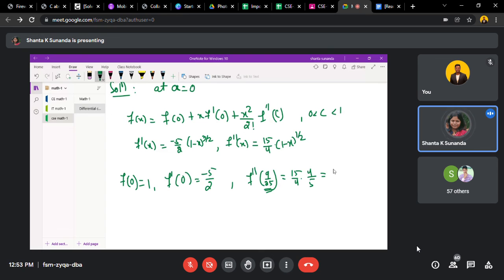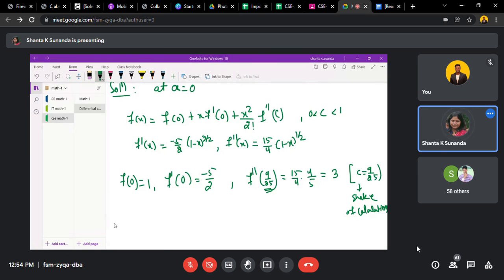So c we are choosing as 9 by 25 just for the sake of calculation. You can consider it 1 by 2, anything you can consider. Got it? So we are getting f double dash as 3. Let me write this one only for the sake of calculation, because calculation will be easier.